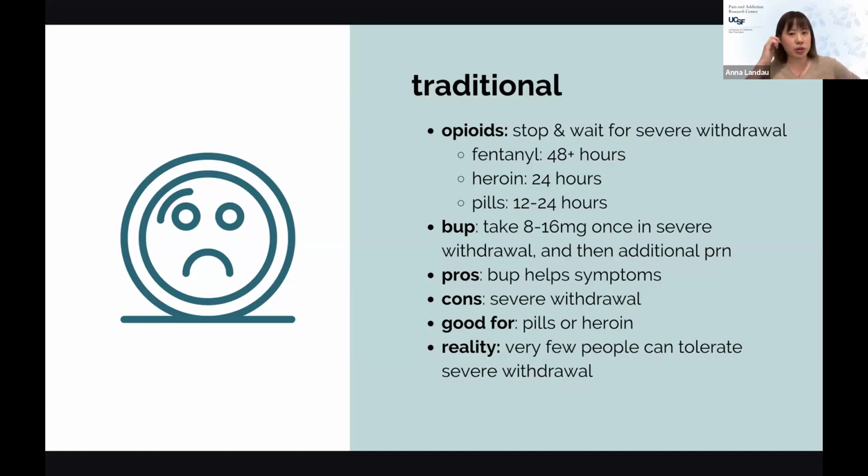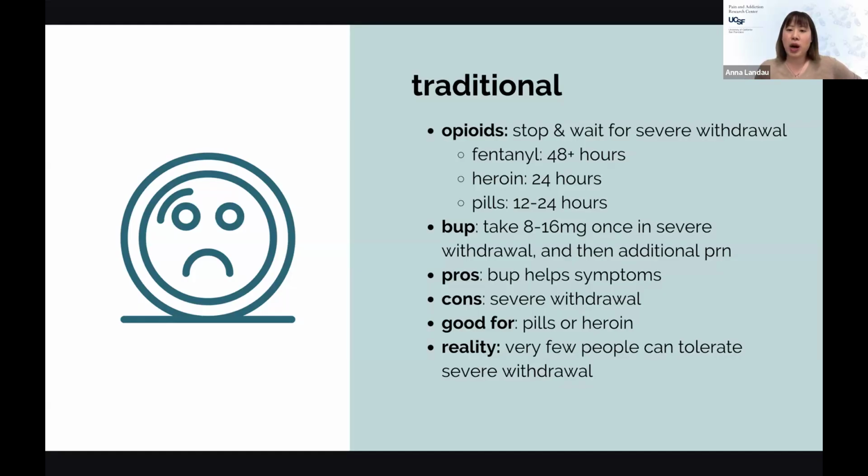So what we'll tell people to do is usually stop your opioid and wait for moderate to severe withdrawal. Usually we go by COWS scores. I like to wait for a COWS of, depending on the opioid, at least 13 for someone who's using fentanyl, and then maybe a COWS of 8 to 12 if someone is using heroin or pills.